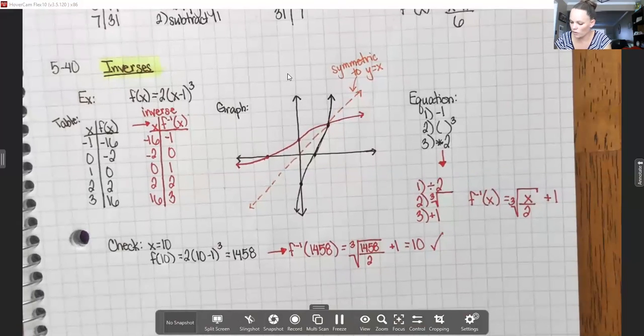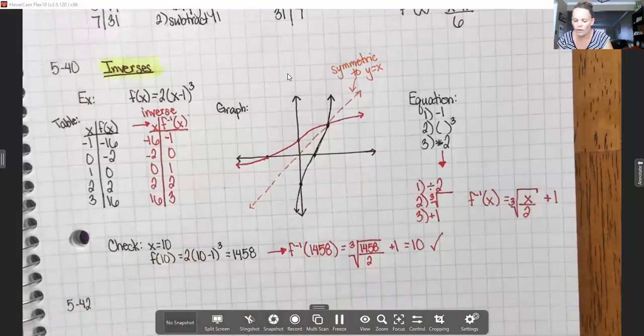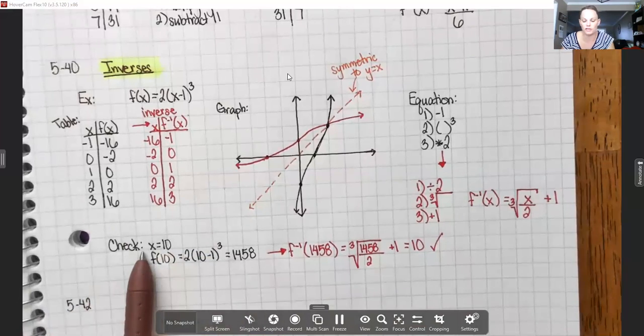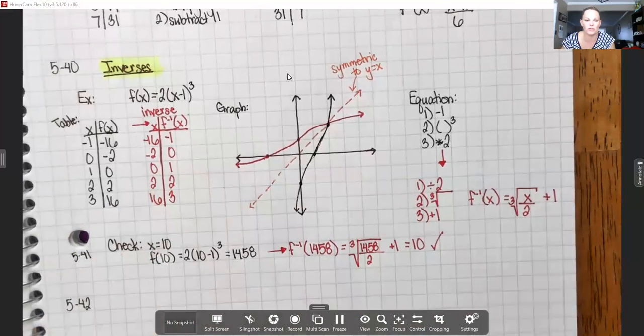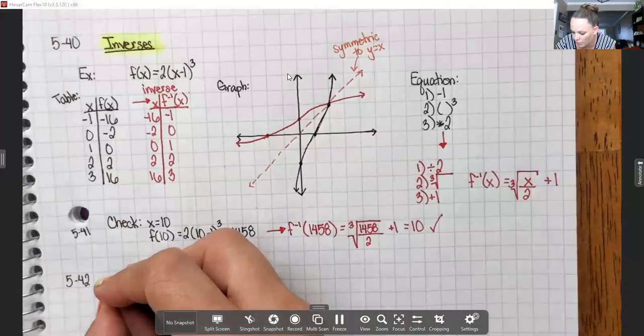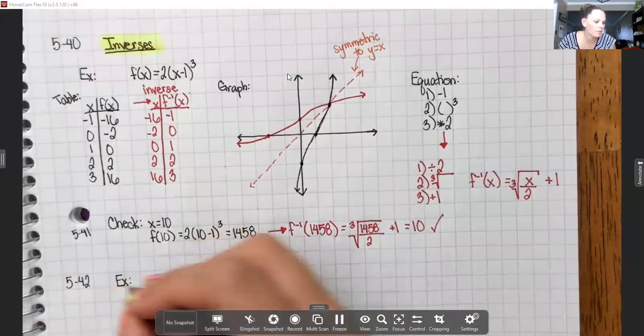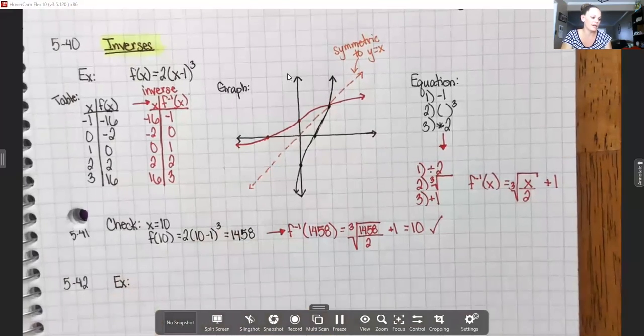All right, and then we'll go ahead and actually do problem 42. 41 was talking about checking the answers. So this is kind of 5-41, but we're just doing all of it as notes, so it's not a big deal. Our second example we're going to use here is f of x equals (x minus 3) squared plus 2.